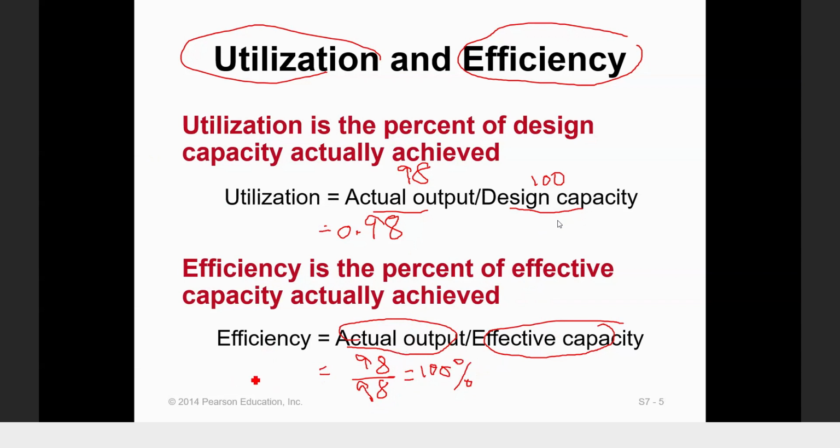So let me give a different example. Let's say 3 rosak, defective. So your actual output is actually 95, and your effective capacity is 98. Now you have less than 100%, so it will be 90 something. So this is efficiency: actual output divided by the effective capacity.